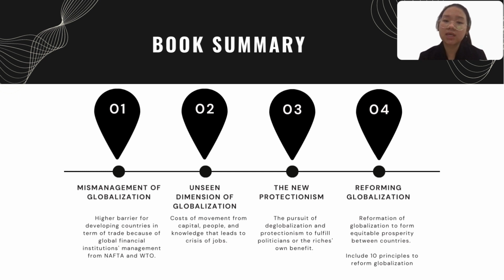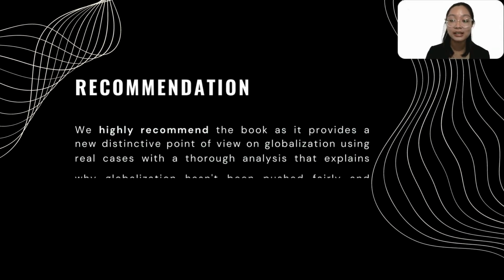The author also suggests the reforms of the IMF, World Bank, and WTO to address the root causes of global economic instability and promote equitable prosperity between the countries. And moreover, the author also proposes 10 principles for reforming globalization that are informed by his deep understanding of economic theory and his extensive experience of working with policymakers around the world. That's everything about the book.